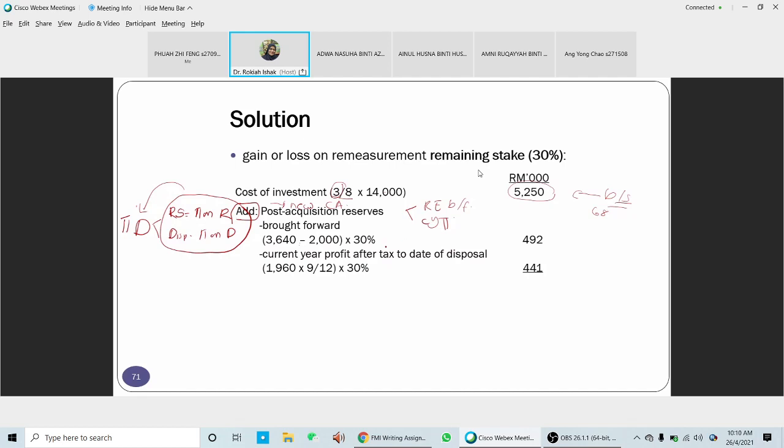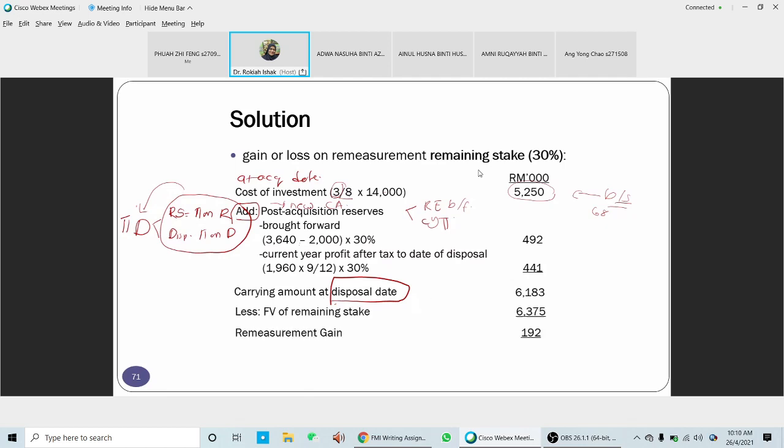492 here is for the RE and then 441 here is for the current share profit. So you're going to have a carrying amount at the disposal date. This is the carrying amount at the acquisition date, so we need to find the carrying amount at the disposal date. The amount here will be 6183 and then compare with the fair value.